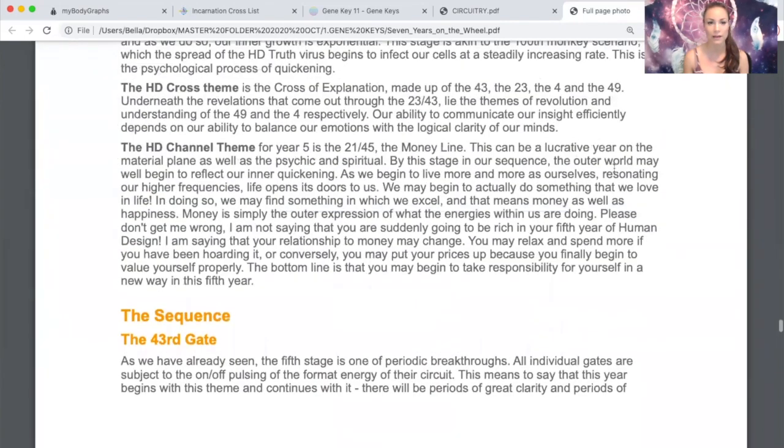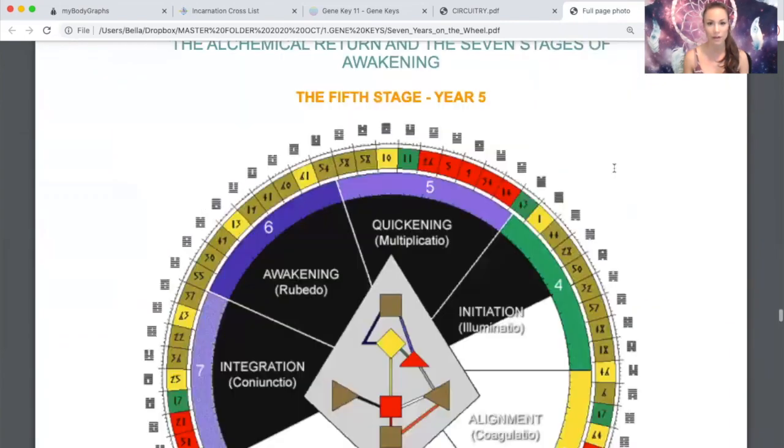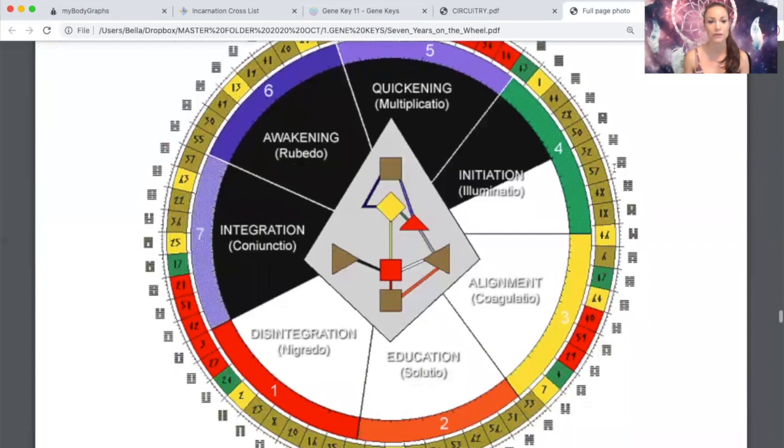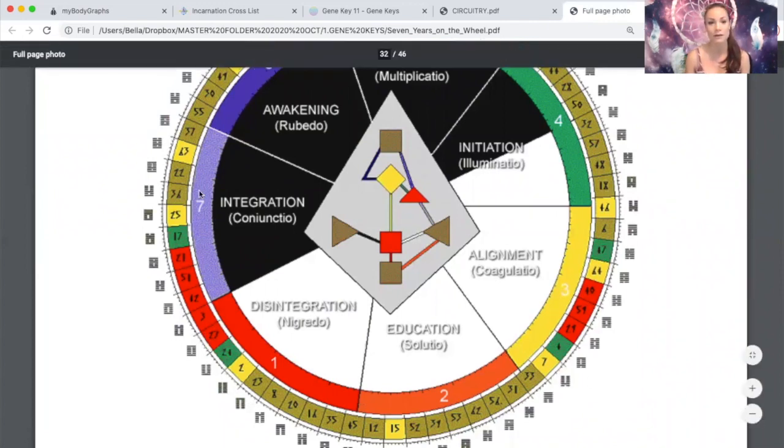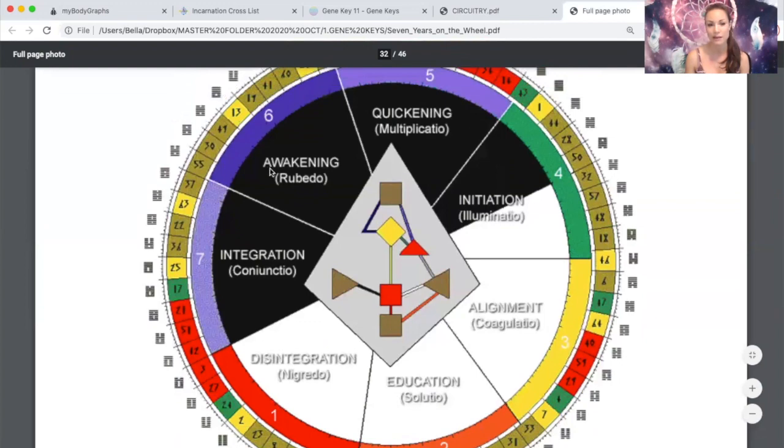So here is the actual wheel. So you start in gate 3 and gate 20. I said them the other way around. So gate 3, gate 27, gate 24, all the way around till you come back to gate 42. And you have the disintegration, the education, the alignment, the initiation, the quickening, the awakening, and the integration. So this is super interesting.